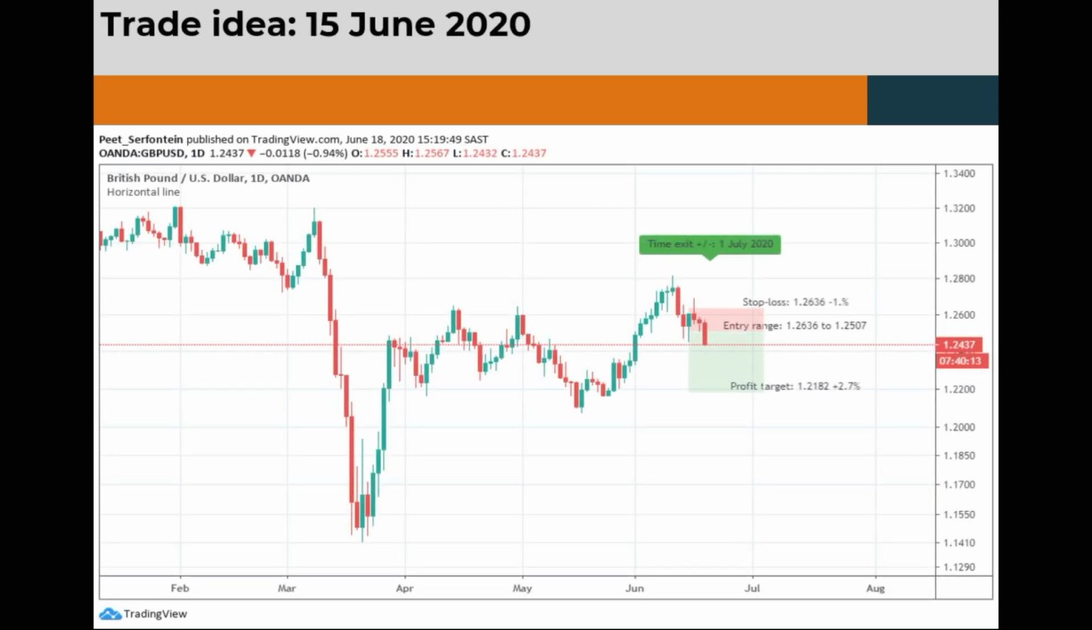Now on the 15th of June, we highlighted this specific trade where we stated that you need to sell the pound-dollar exchange rate. We highlighted a profit target of 1.2182. We also said that the preferred entry range is between 1.2636 to 1.2507. So always try, at least when you see this type of trade idea coming through, to trade in that specific range.